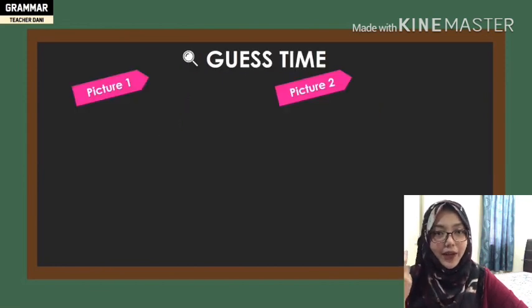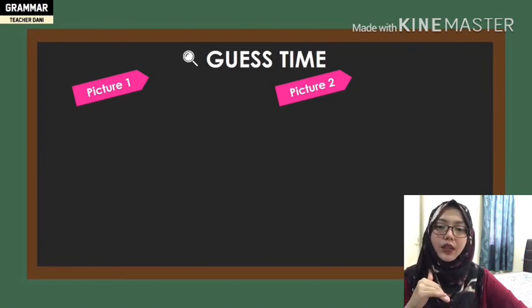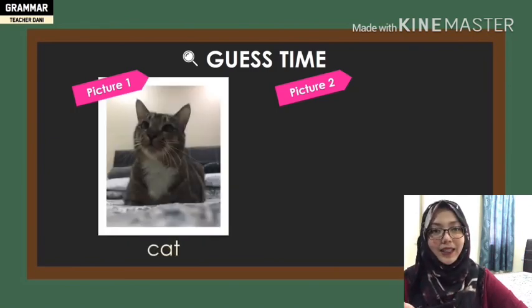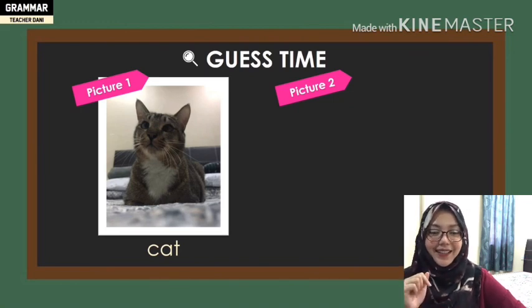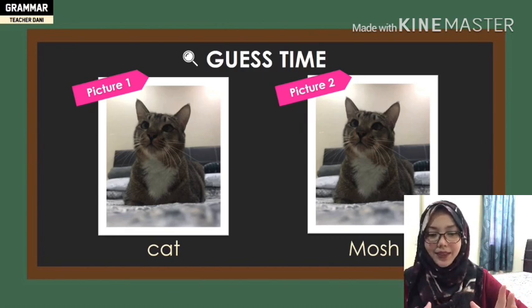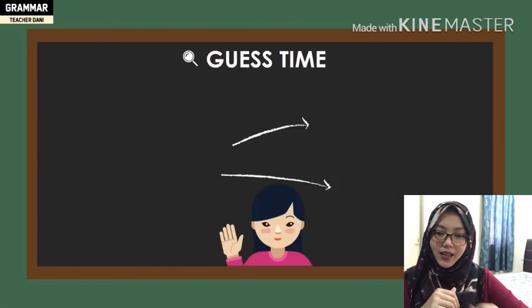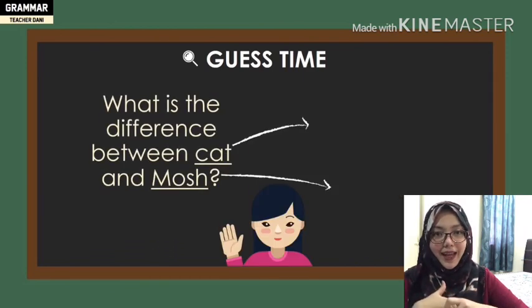Guessing time, we have to look at 2 pictures. We have picture 1 and picture 2. Okay, so picture 1 stated here is a cat. Actually, this is my cat. Alright, let's look at picture 2. It's the same cat, but with a name. So, my cat's name is Mosh. Okay. What is the difference between cat and Mosh?